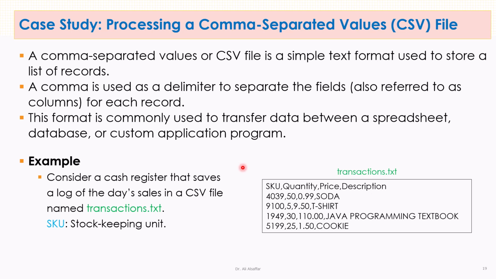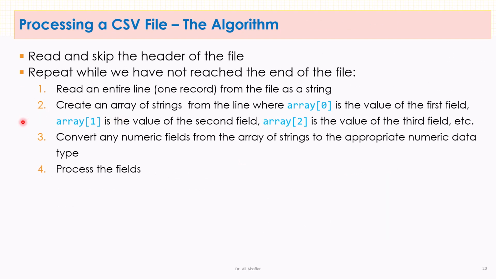Let us show you how to do that by writing a general algorithm for processing comma-separated values if they are available in a text file. This is the general algorithm that we are going to use to process a CSV file, assuming the first line inside the file represents titles for fields or columns of records. First we need to skip the header of the file and then repeat, while we have not reached the end of the file, the following steps. When we say repeat while we have not reached the end of the file, it means we are going to have a while loop and read the file line by line until we reach the end of the file.